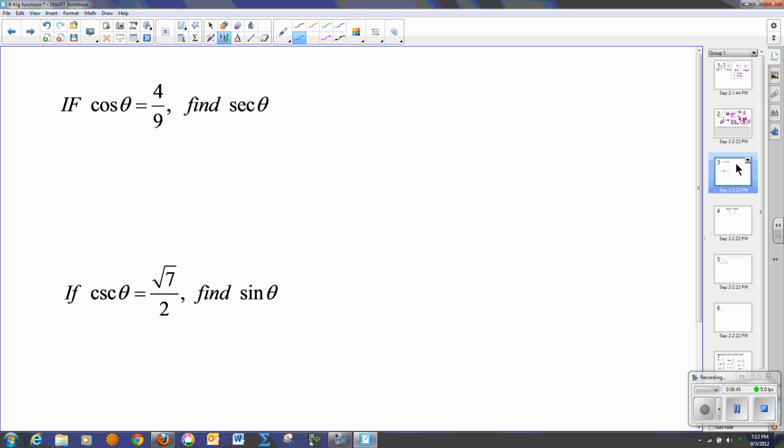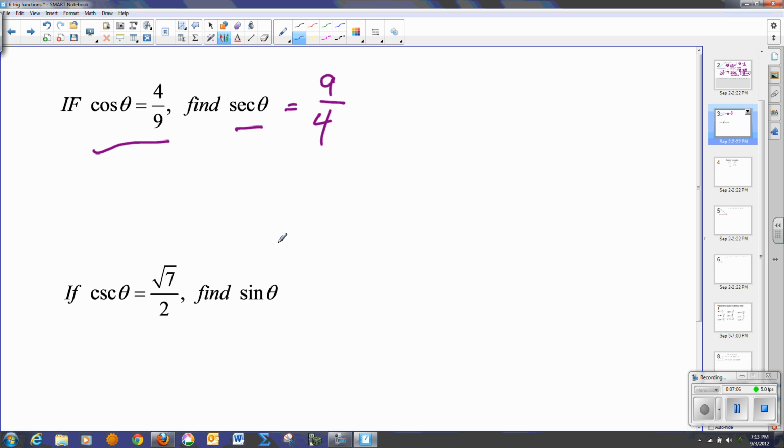All right, these next set of problems are a little bit easier. We're given a cosine of a value and asked for its secant. We know that the cosine and the secant are reciprocals. So really all we have to do is take the reciprocal of the ratio and we'll have secant. So 9/4 is going to be our secant ratio of that angle theta. We don't even need a triangle to do this.